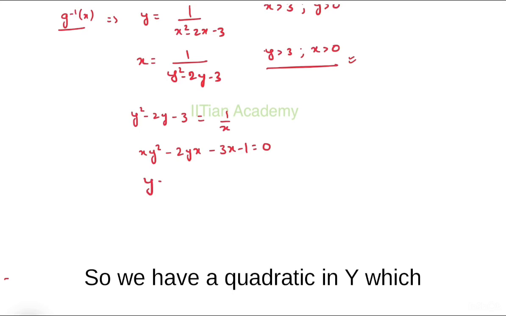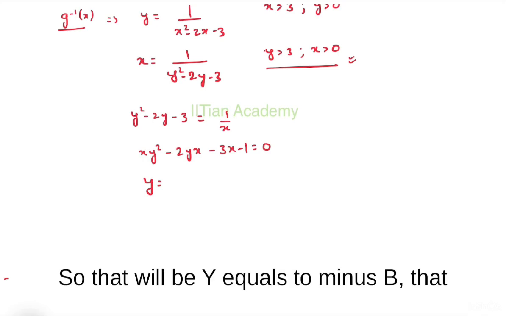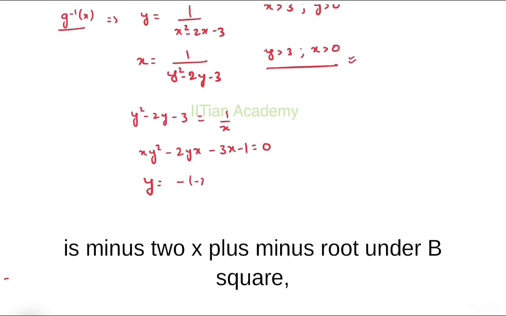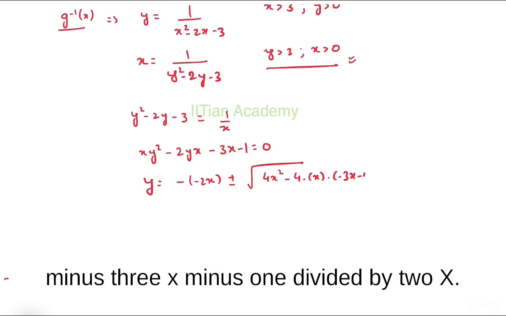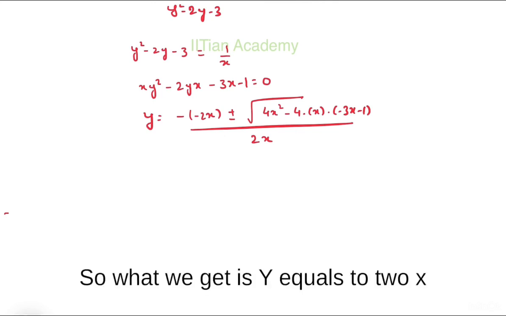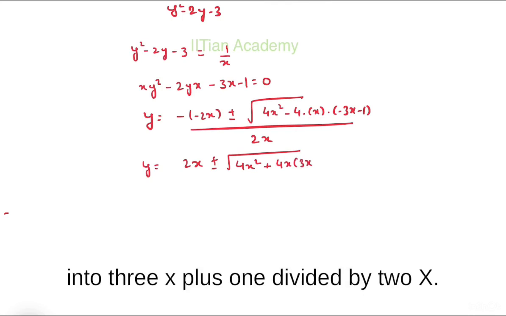So we have a quadratic in y. We can solve by using the quadratic formula. So that will be y equals to minus b, that is minus minus 2x, plus minus root under b square, that is 4x square minus 4 into x into minus 3x minus 1, divided by 2x. So what we get is y equals to 2x plus minus root under 4x square plus 4x into 3x plus 1, divided by 2x.